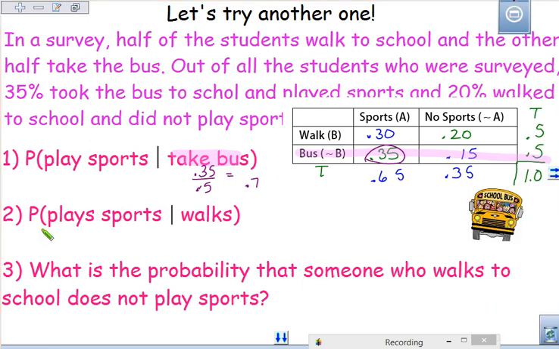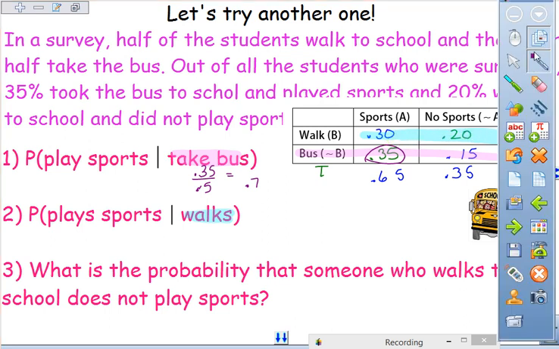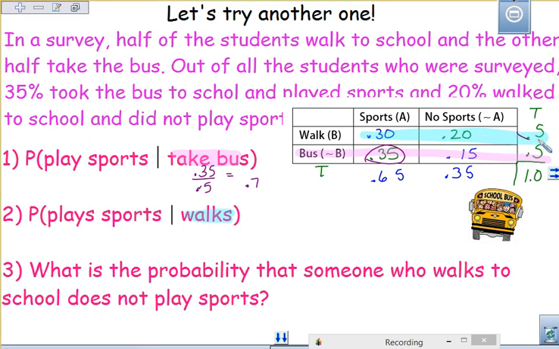The next question says, what is the probability that a student plays sports given that they walk to school? So out of all the kids that walk to school, what is the probability they play sports? So my denominator again is 50%. And then I want to know out of those blue kids, how many play sports? So I'm looking at the 30%. Divide that out, and I get 60% of students play sports given that they walk to school.